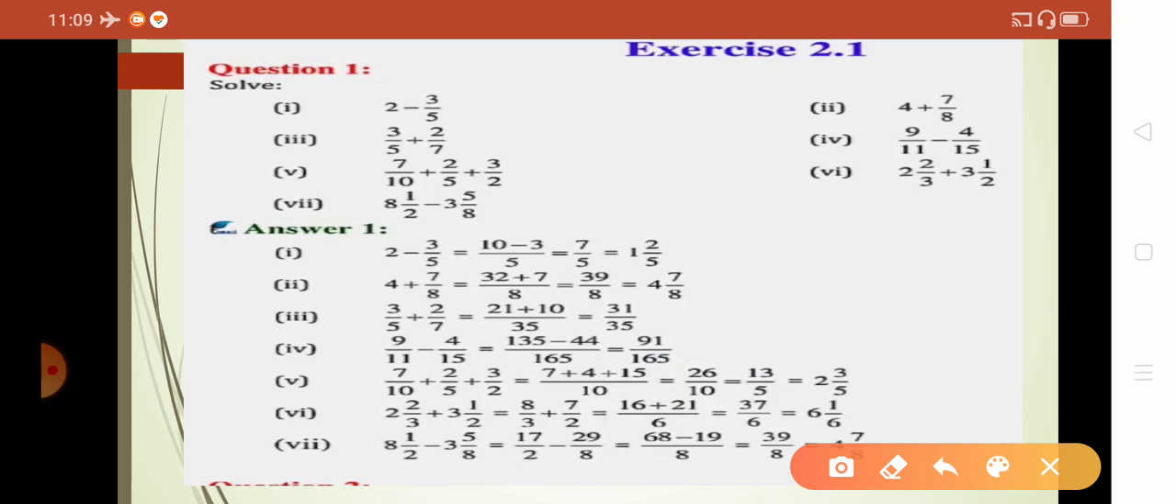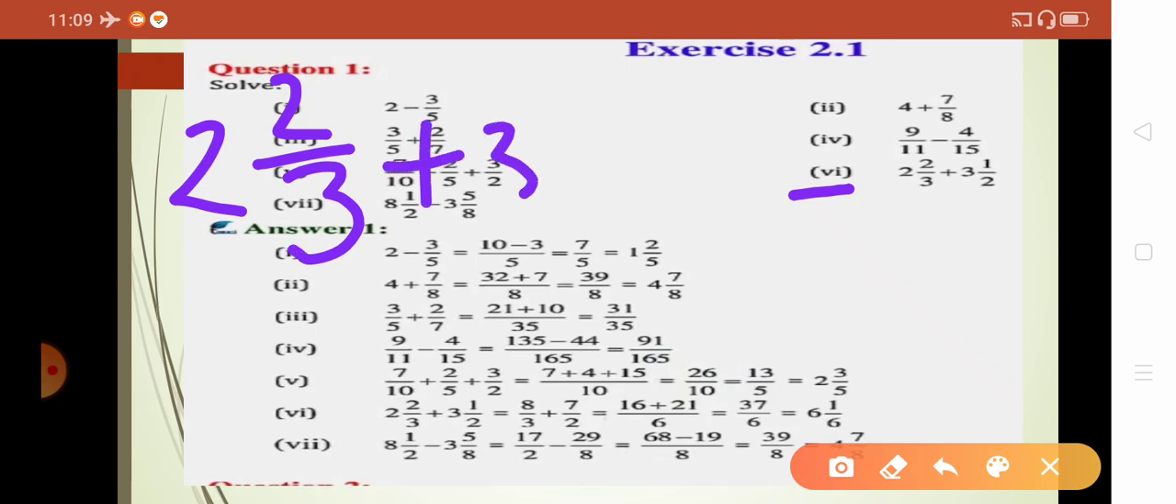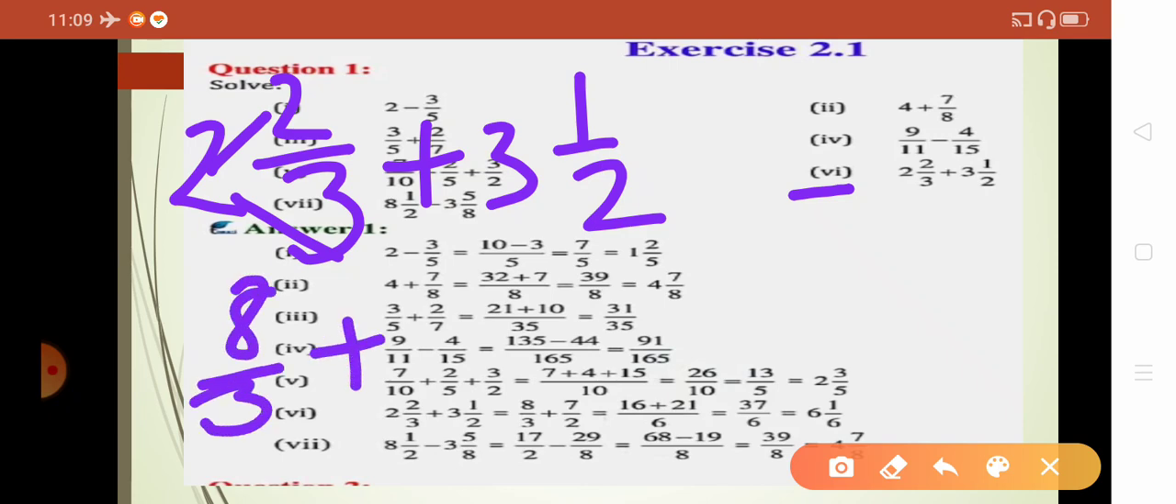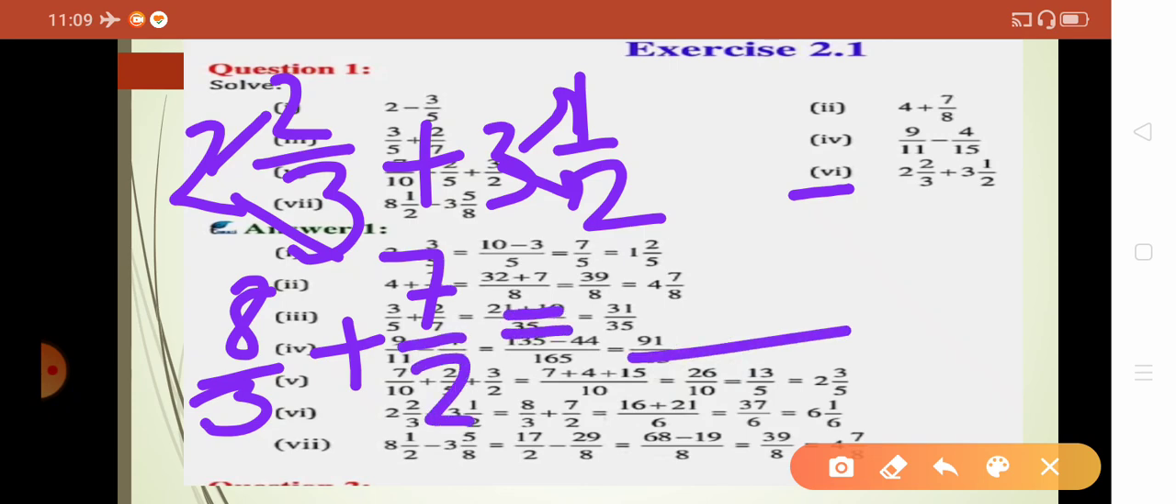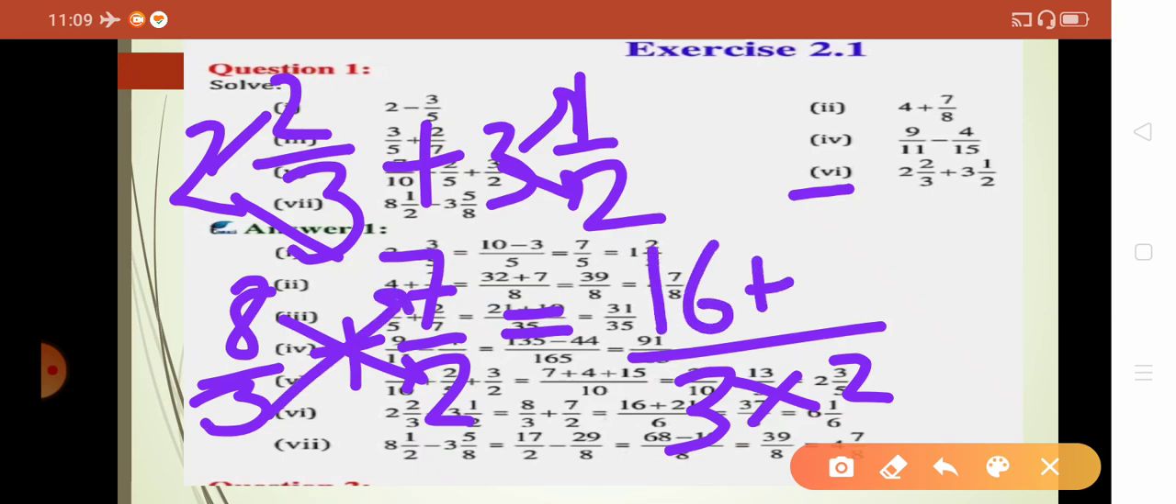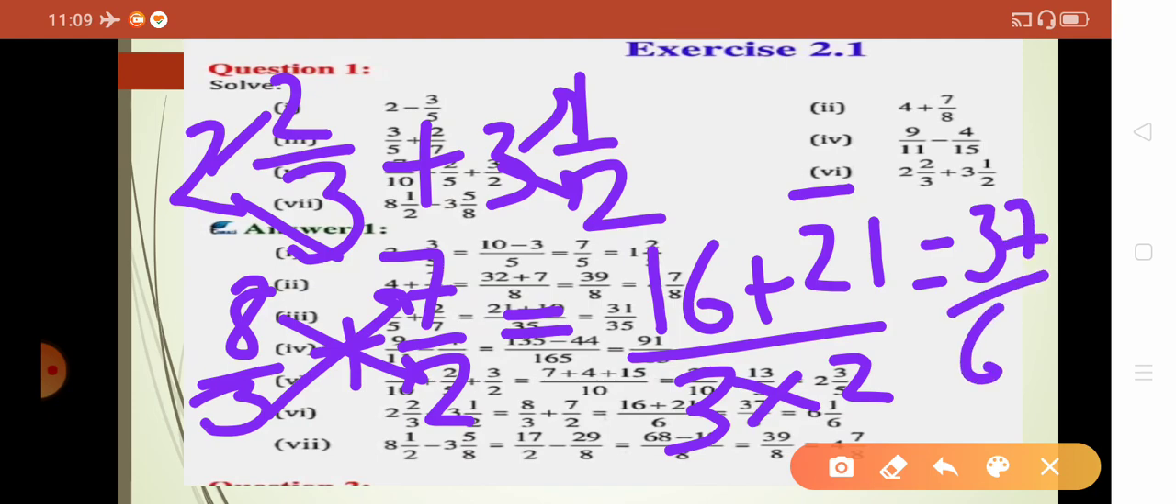Let us see question number 6. This is 2 2 by 3 plus 3 1 by 2. First of all you have to convert this into improper fraction. So 3 2s are 6, 6 plus 2 is 8, that will become 8 by 3 plus 3 2s are 6, 6 plus 1 is 7, 7 by 2. So here we take 3 multiply 2, 8 2s are 16, 7 3s are 21. So our answer comes out to be 37 by 6, which is equal to 6 1 by 6.